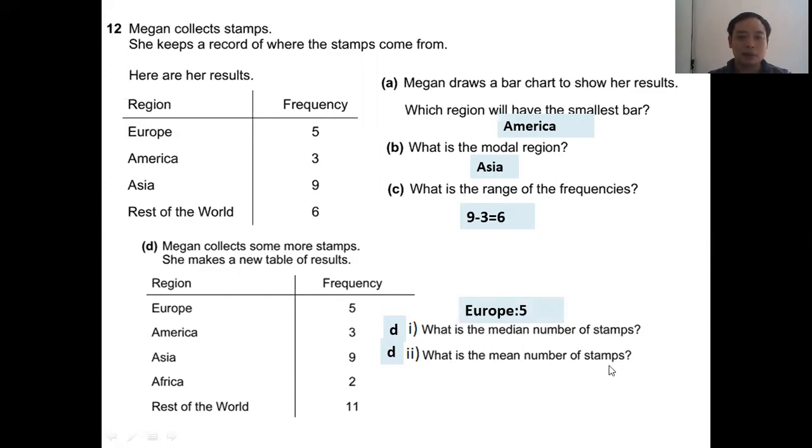What is the mean number of stamps? So for the mean number of stamps, first you have to find out the total stamps collected, and then you divide by the number of regions that are being counted. So you have 5 plus 3 plus 9 plus 2 plus 11, and the sum divided by 1, 2, 3, 4, 5, which is 5, equals 6 stamps.